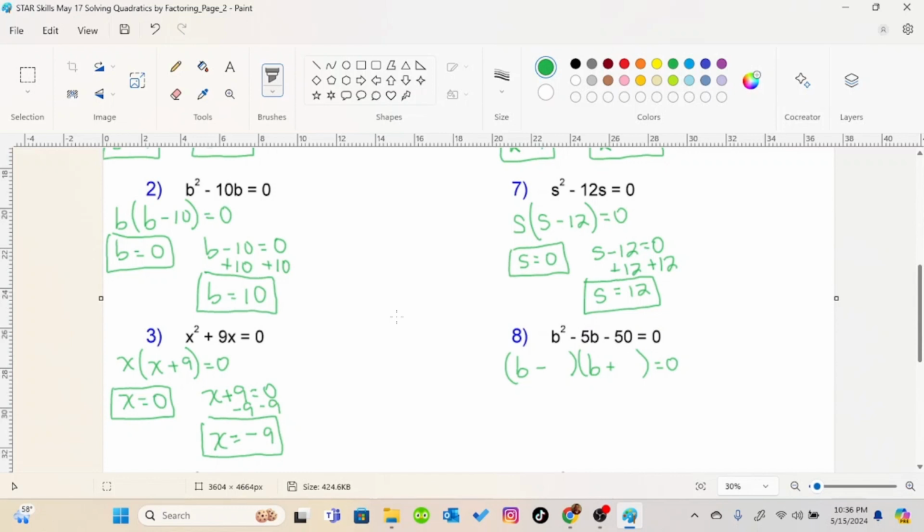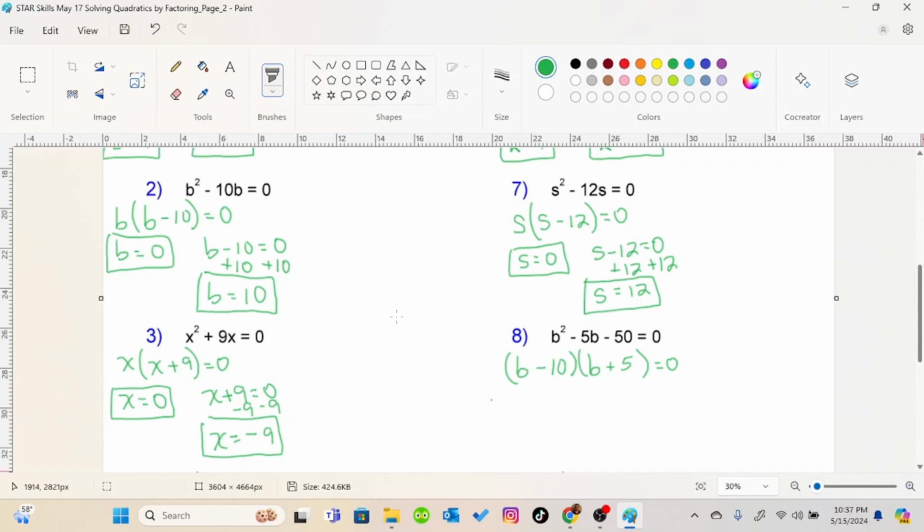So we could do 1 and 50, but that wouldn't work. We could do 2 and 25, but that wouldn't work. And we can do 5 and 10, and that would work. We're going to make the 10 negative and the 5 positive. Negative 10 times 5 is negative 50, and negative 10 plus 5 is negative 5.